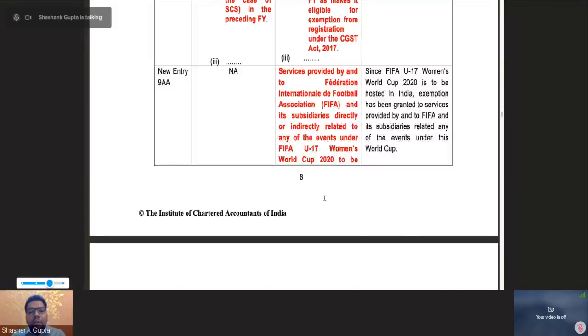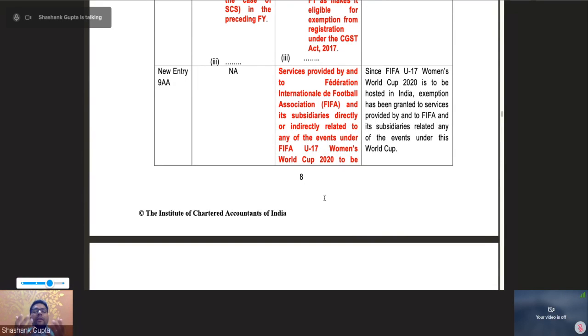Next is a new entry. So, the background of this entry is that FIFA, that is the international body governing football, FIFA Under 17 Women's World Cup 2020 was to be hosted in India. Now, thanks to this corona, it's not going to happen, I believe. Exemption was granted to services provided by FIFA as well as to FIFA.